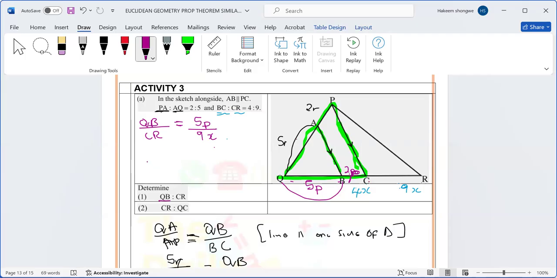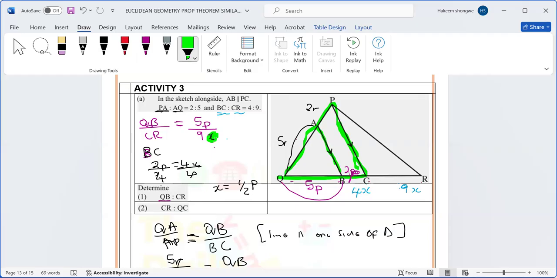If we use line BC, we can tell them BC has 2P, which is going to be 4x. Divide by 4. What is x? 2 over 4P, which is 1 over 2P. So x is 1/2 P.